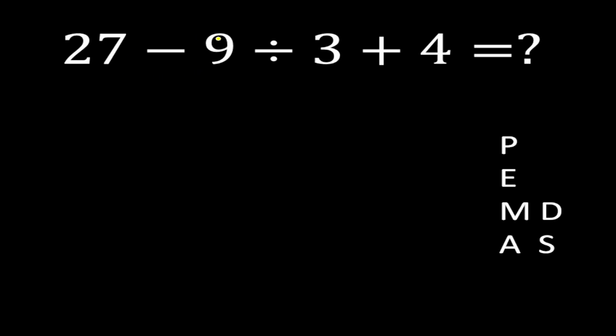So here we have a question. 27 minus 9 divide 3 plus 4. So now let's solve this problem correctly by using the PEMDAS rule.